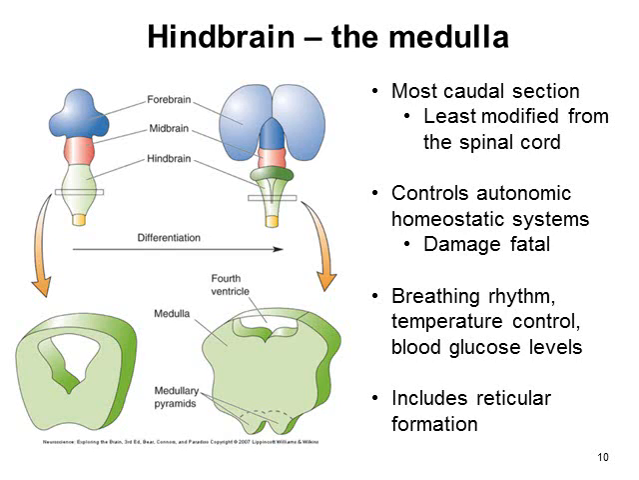The medulla controls your autonomic homeostatic systems, so damage to this part of the brain is fatal. It controls your breathing rhythm, your temperature control, and maintenance of blood glucose levels. It includes something called the reticular formation, which we'll come on to later as needed.